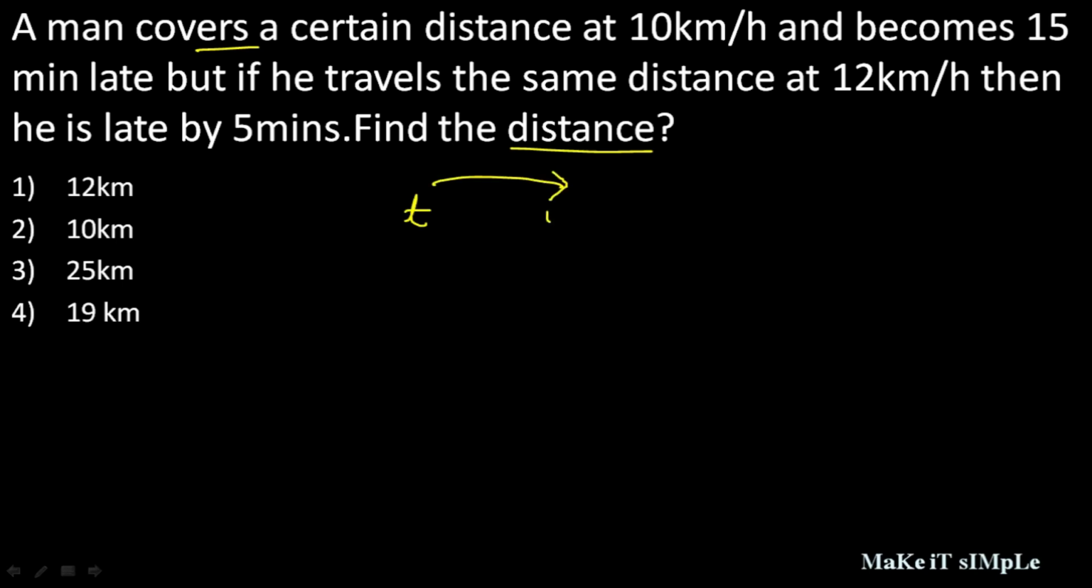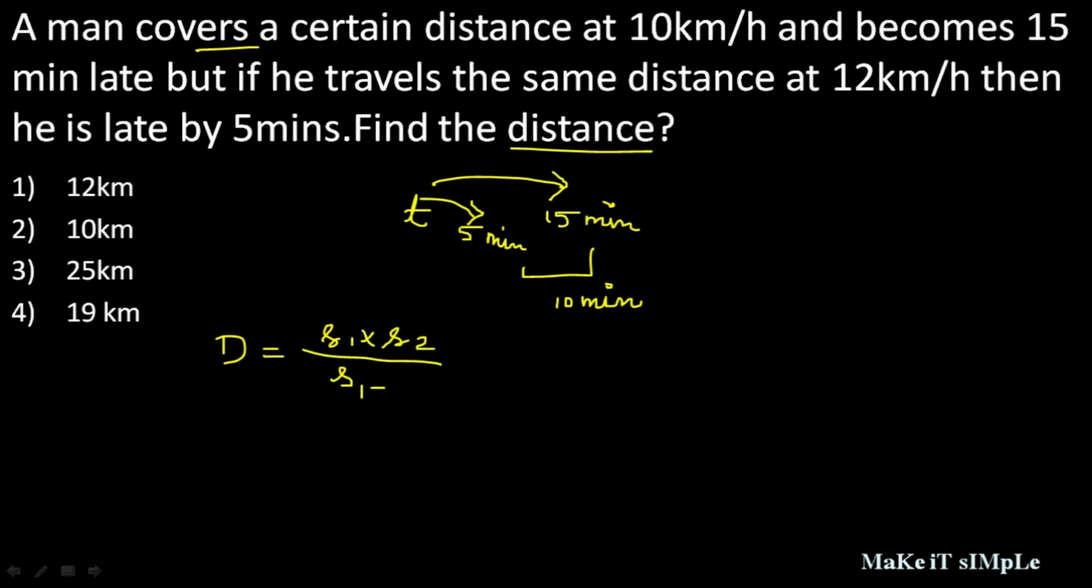Okay, here time is there. He is late by 15 minutes. And the next time also he is late by 5 minutes. So difference between them will be 10 minutes. So this type of problem directly we can apply a formula. So formula is nothing but S1 into S2 divided by the difference of the speed, then here the difference between the time.